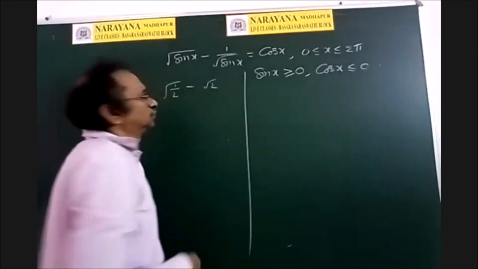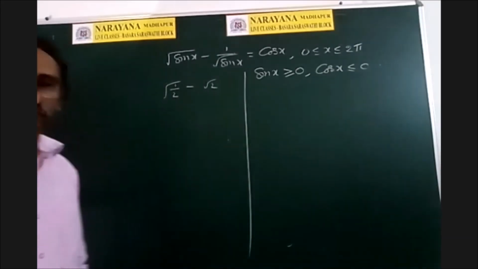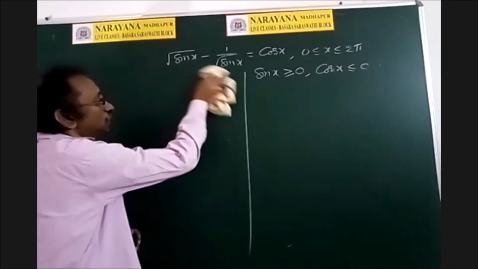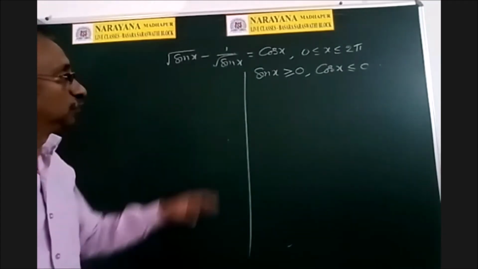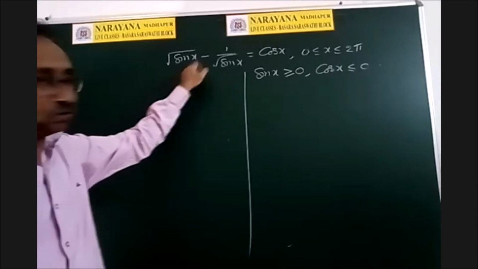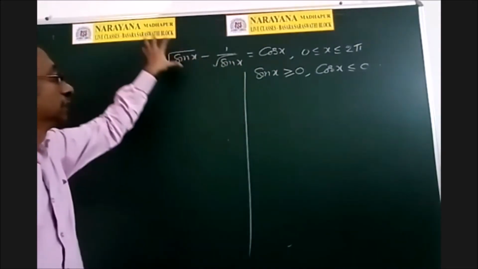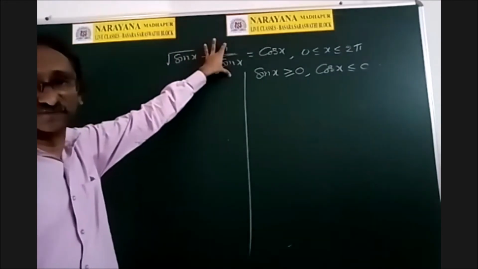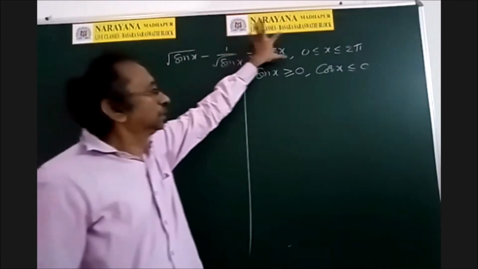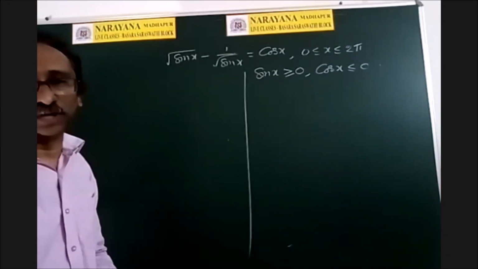Suppose sin x is equal to 1. Then 1 by sin x is 1 by 1, and 1 minus 1 is 0. Okay? So what are the conditions before doing the problem? First condition is sin x is under a square root, so it must be greater than or equal to 0. And proper fraction minus improper fraction means you will get a negative number, so cos x must be negative. These are the two cases we have to remember.